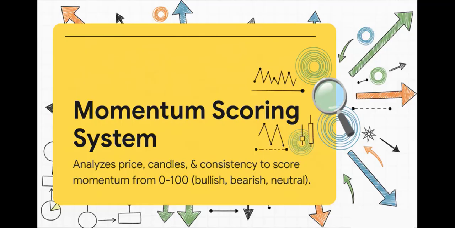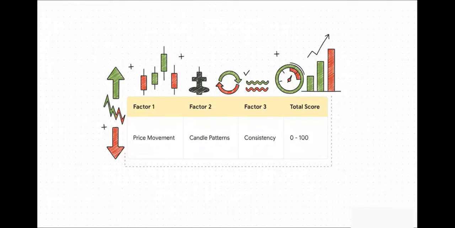Okay, now we're getting to the real engine behind this whole thing, the multi-factor momentum scoring system. This is so much more than just looking at whether the price is up or down. It actually analyzes the quality and the conviction of that move to figure out how strong it really is. And what's so important to get here is that this is a composite score. It's not just one thing. It combines the price movement, it looks at the actual shape of the candlestick patterns, and it checks for the consistency of the trend. It puts all that together to generate one single objective score from 0 to 100. A really high score tells you there's some real conviction behind this move.